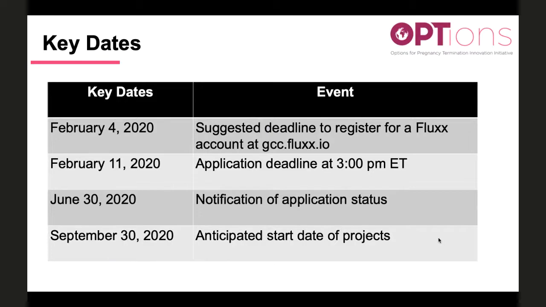Once all the applications have been submitted, we will go through a review process, and you should be notified of your application status by the end of June 2020. And the successful applications will then go through a grant negotiations period, which typically takes about 3 months. So we anticipate that these projects would actually be starting by the end of September 2020.